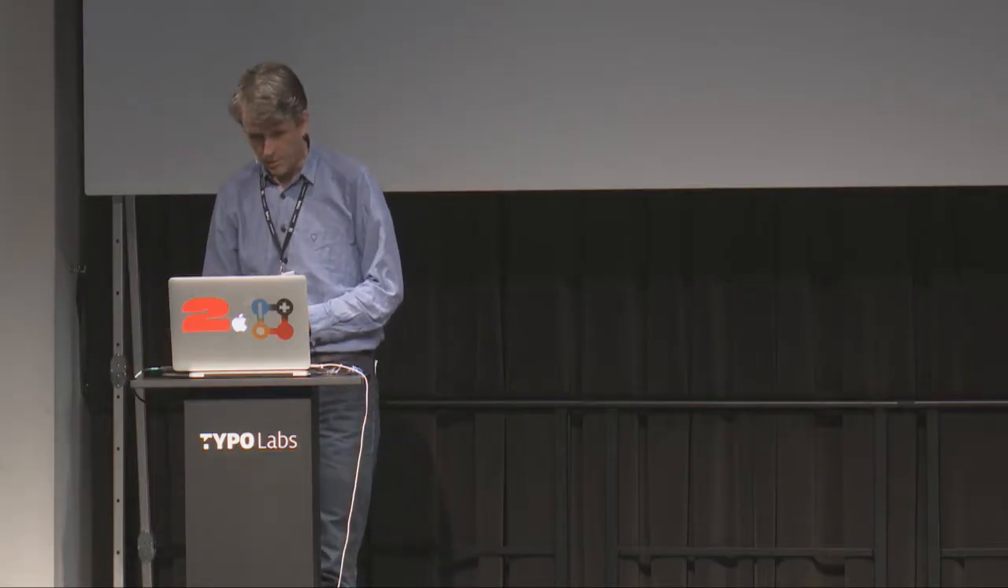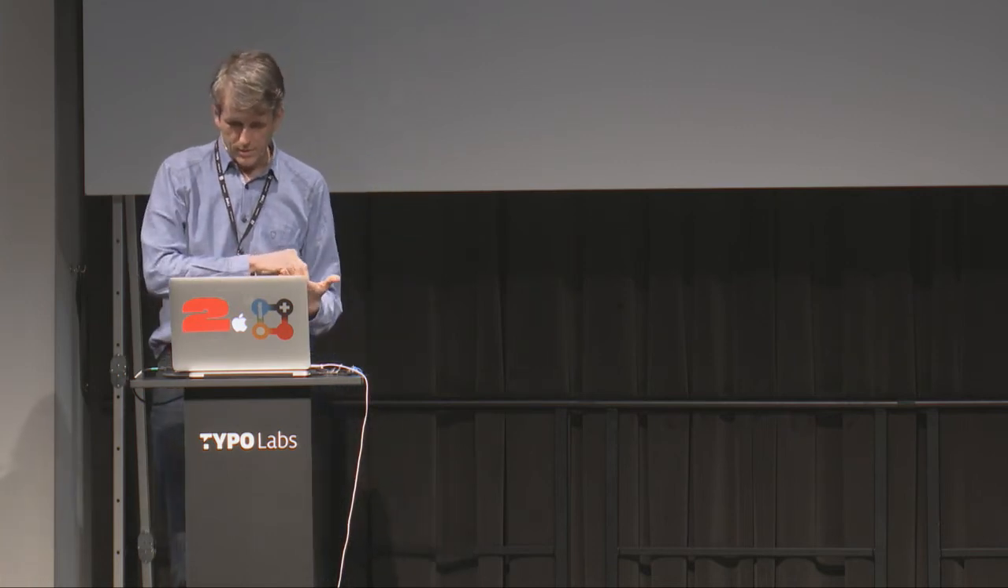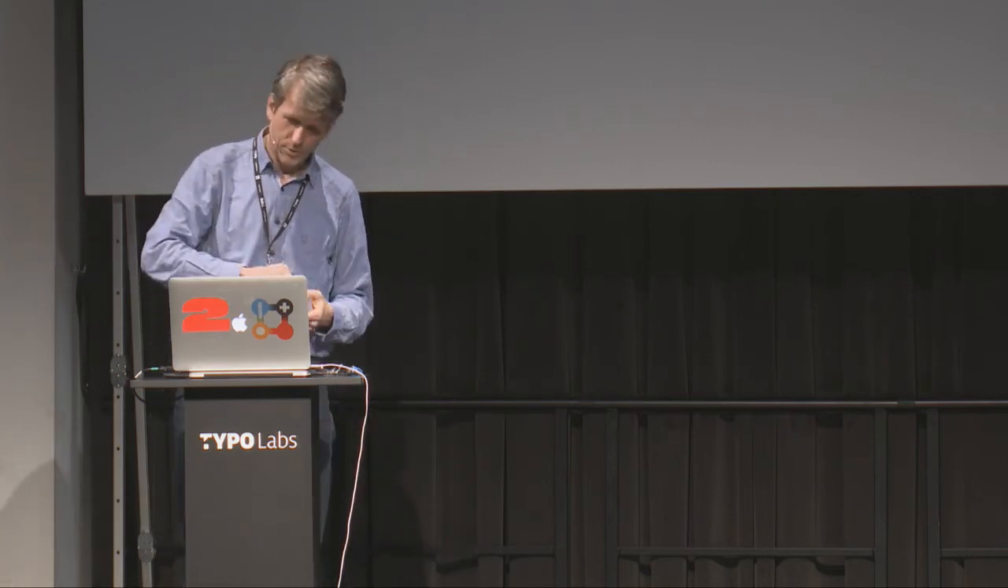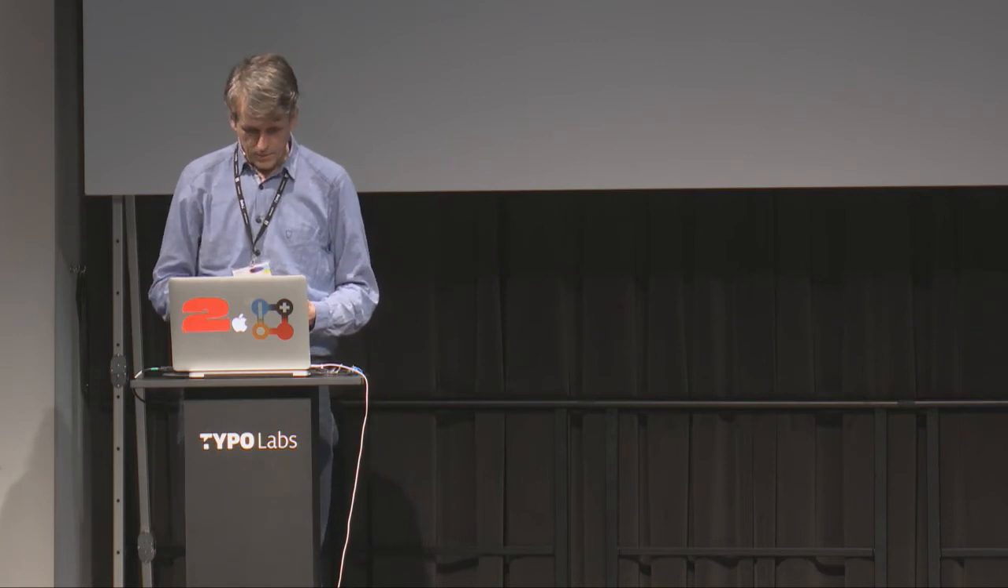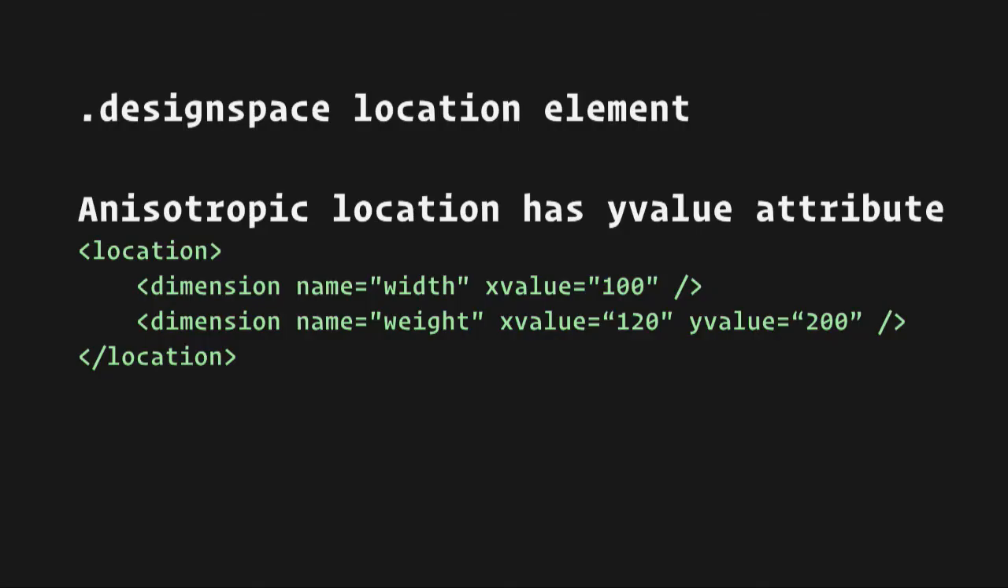But we also want to do crazy things. So anisotropic locations: the horizontals have different interpolation than the verticals. So there is a y value. So if you want to interpolate the weight axis horizontally to 120, but you want to have the verticals interpolate at a factor 200, then you can do this, and this is how you write it. So that's why they're called x value and y value.